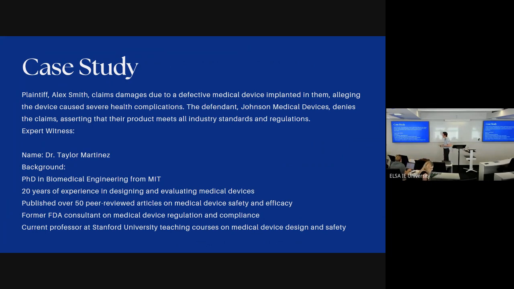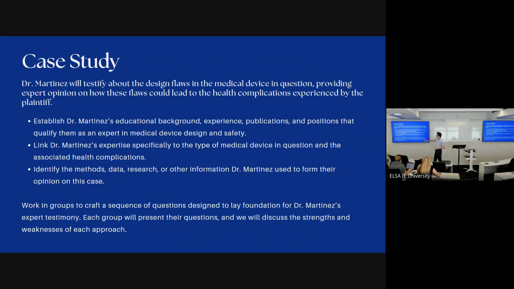Here's what you're going to do. You have an expert witness, and you're going to be working in groups to craft a sequence of about 7 to 10 questions designed to lay foundation for their expert testimony. Okay? You're trying to make this person an expert.